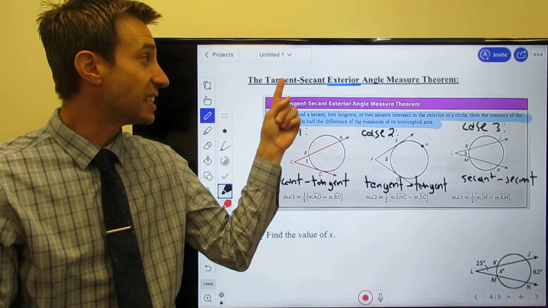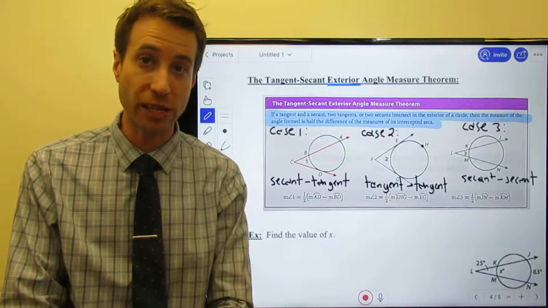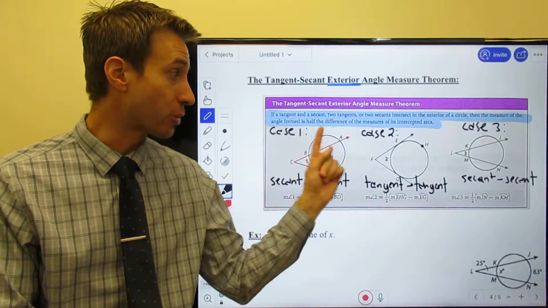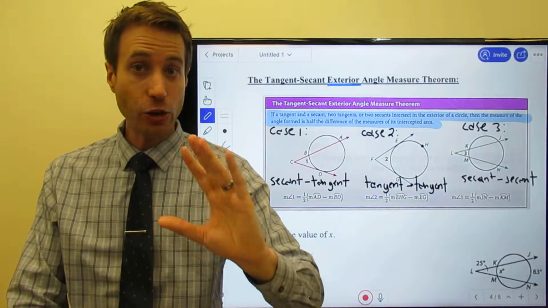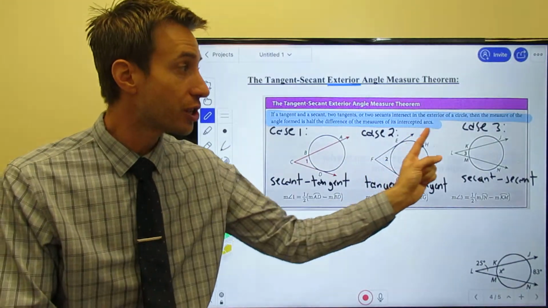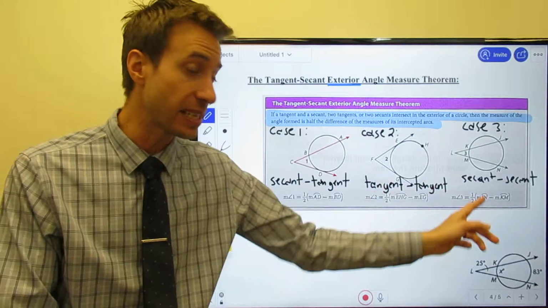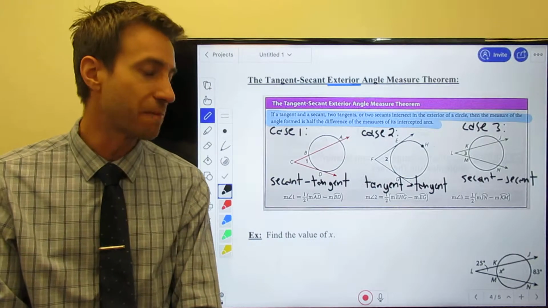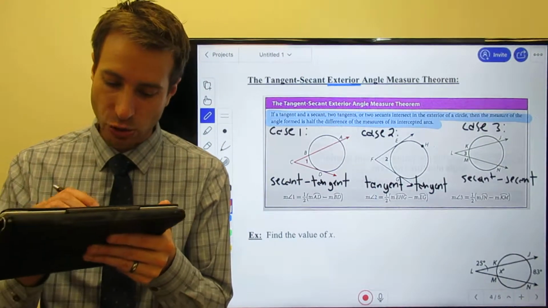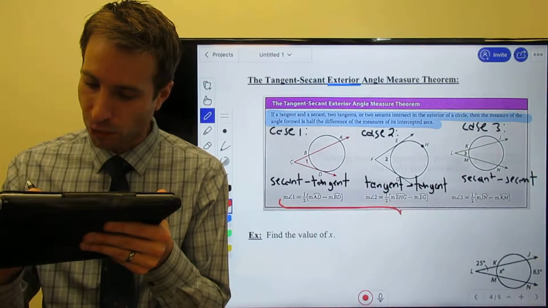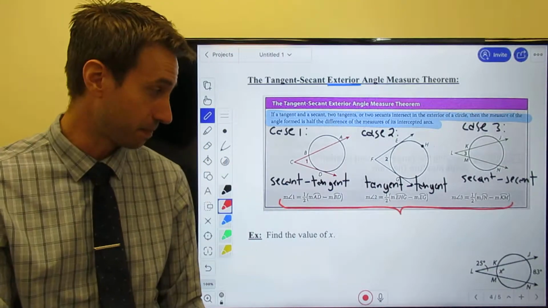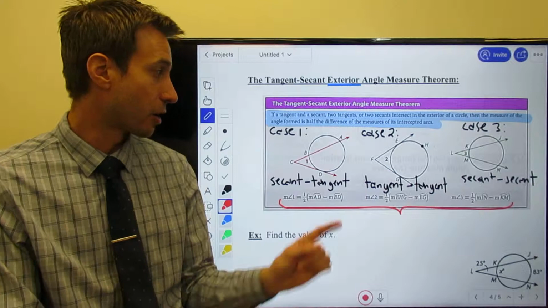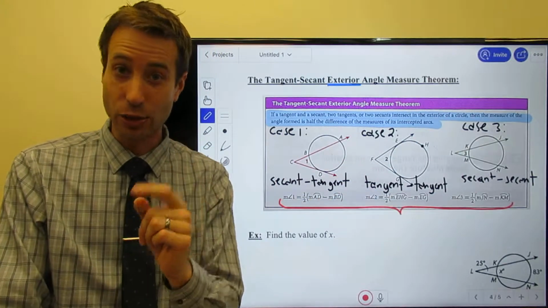Okay, so for these tangent, secant, exterior angle measure theorems, there's actually 3 different ways these problems could go. There's 3 different cases. Based on the diagram you're given, you'll have to decide which case you've got, which of these is the one you're working with, and use the proper formula. And then one more quick note, actually really important here. All these formulas, which I will talk about in just a second, there are 3 different formulas depending on which case you have. But here's what I want to point out.